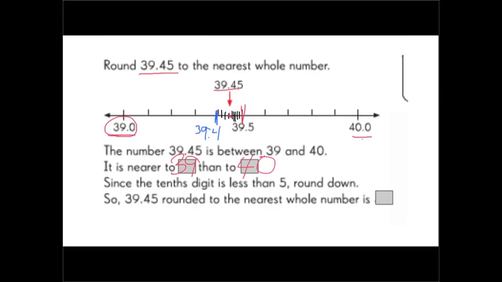If we measure the distance between here and here, it is smaller than between here and here. Or in other words, it is less, it is on this side of the halfway mark. I want you guys to remember this.